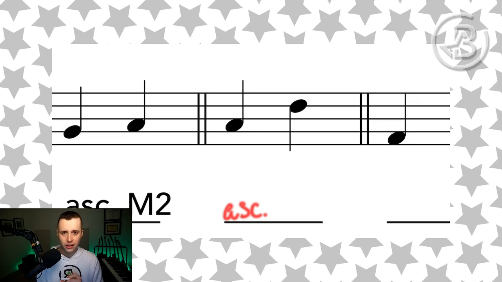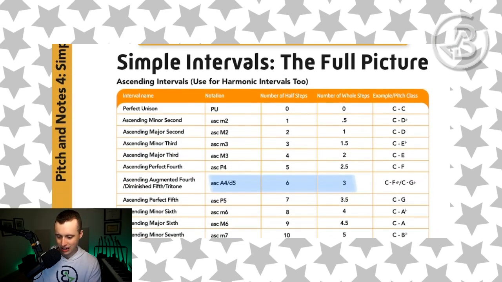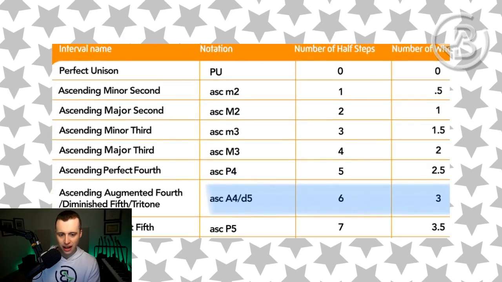So we have A to A sharp or B flat. That's 1. A sharp or B flat to B, that's 2. To C, that's 3. C sharp or D flat, that's 4. To D, that's 5. Now I happen to know already that's going to be a perfect fourth, but let's take a look. And indeed, 5 half steps is going to be highlighted in green, an ascending perfect fourth. 5 half steps.